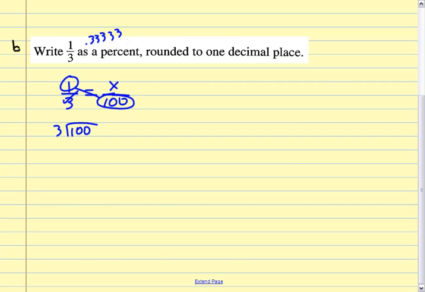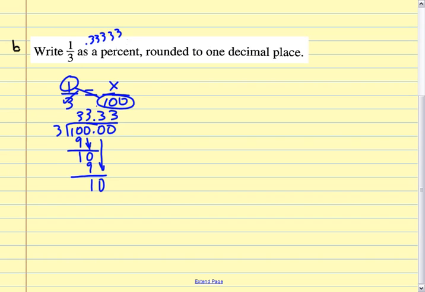Okay, so 3 goes into 10 3 times. 3 times 3 is 9. 10 minus 9 is 1. Bring down my 0. Now it said round, so I'm going to put some places back here. Okay, bring down my 0. 3 into 10 goes 3 times. 3 times 3 is 9. 10 minus, wait a minute. 10 again? Okay, I see where this is going. Right, it's just repeating. So it's 33.3 repeating.